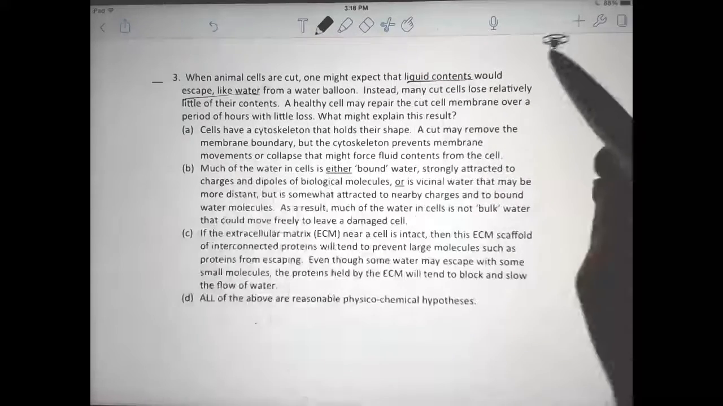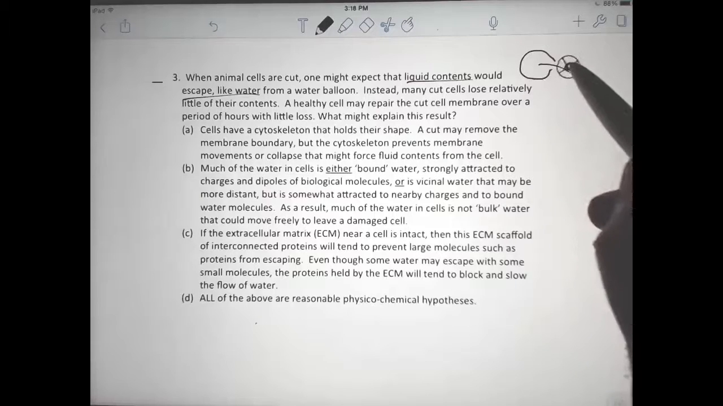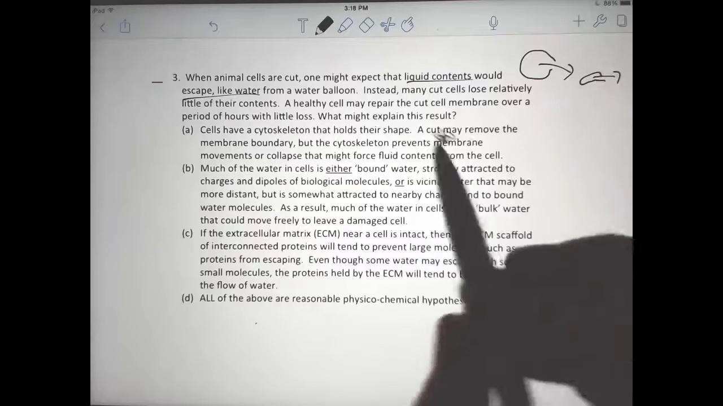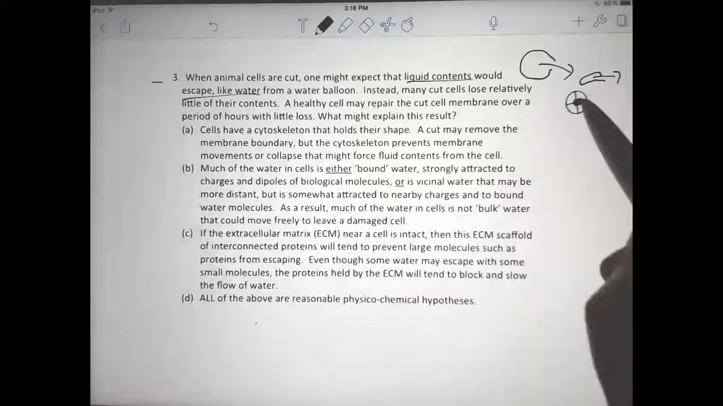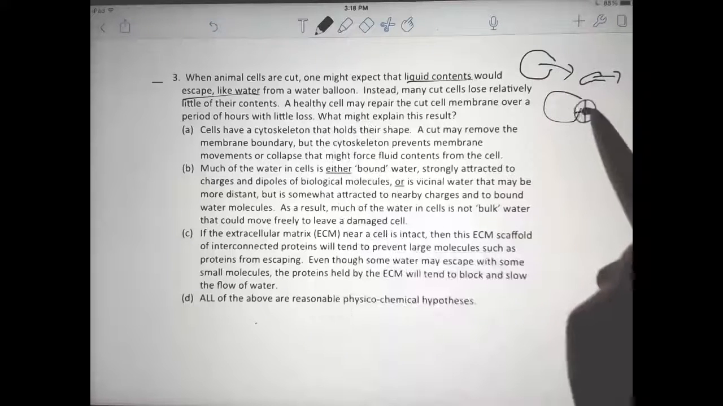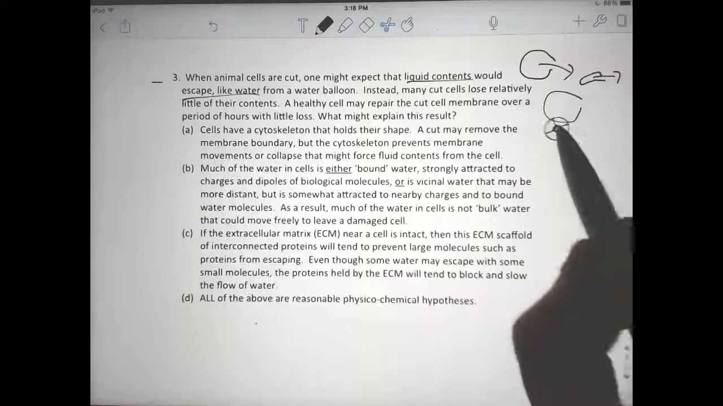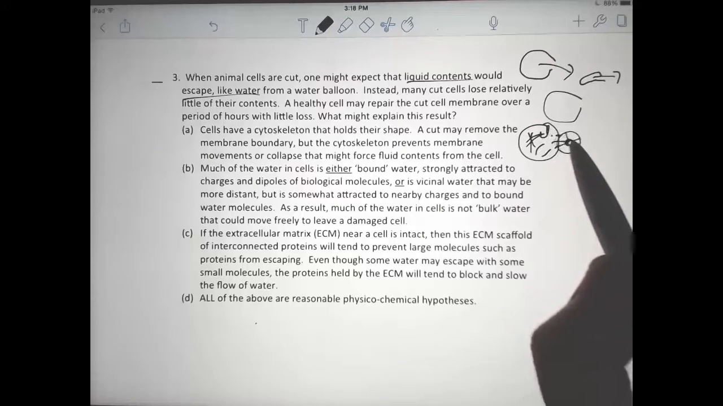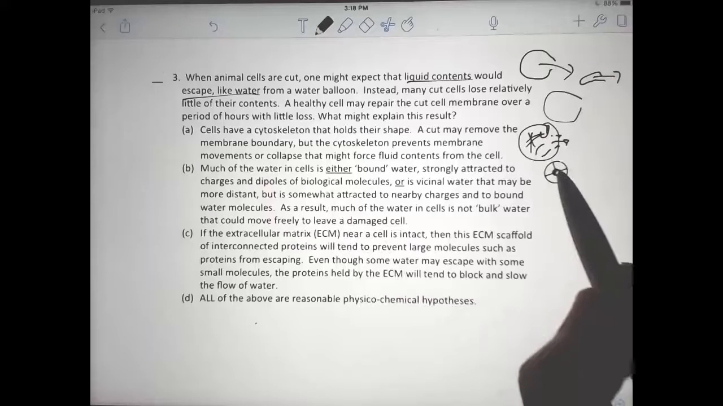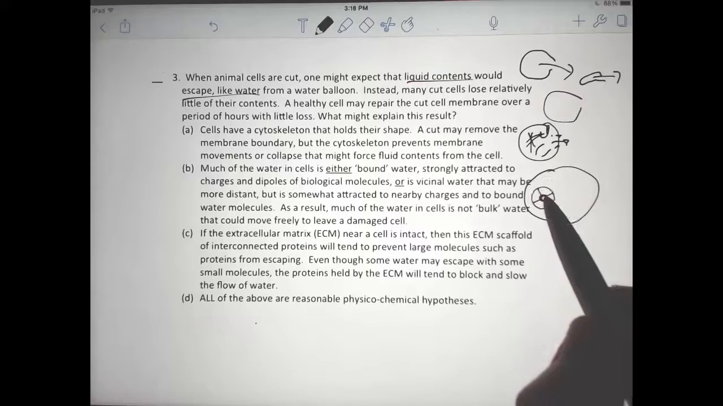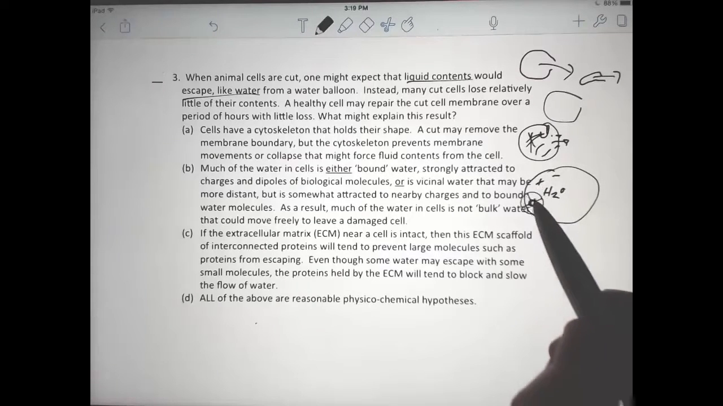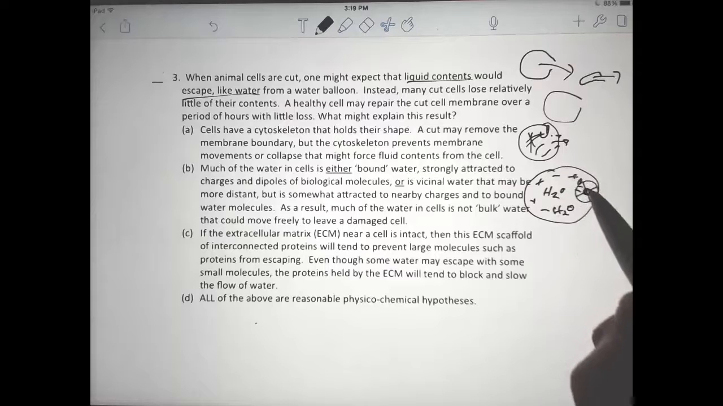Again, sketch only what you need. Here's a cell. We might expect it to deflate like a water balloon, all the contents leave. But often that doesn't happen. So cytoskeletons inside the cell. With a cut, some water might come out, but if the membrane is held in place, most of the water will stay, most of the contents will stay. Much of the water might be attracted to positive and negative charge. That would hold it in as well.